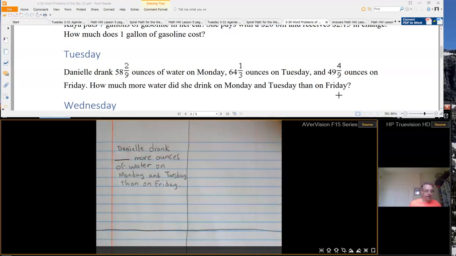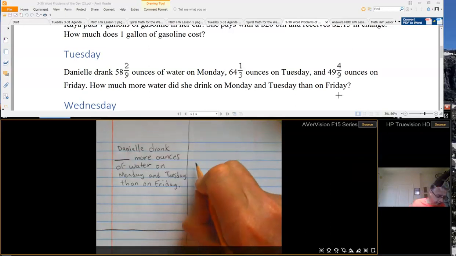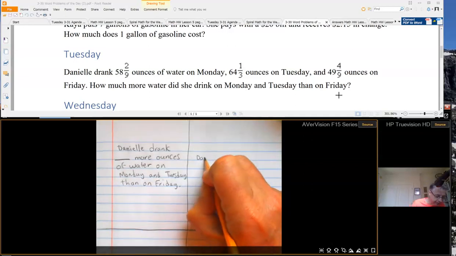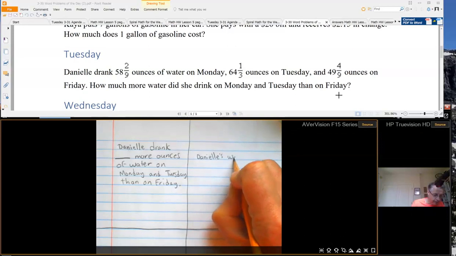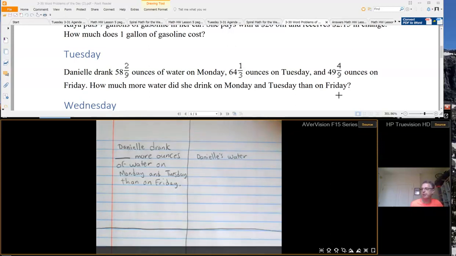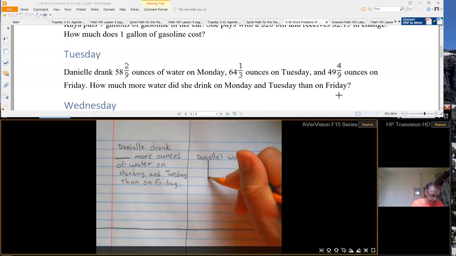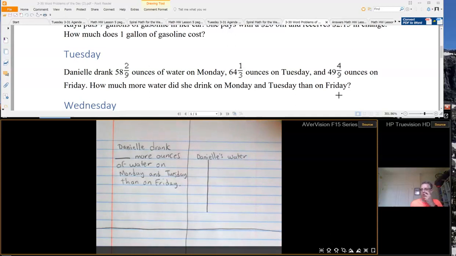We know that it's about Danielle. So we'll call this one Danielle's water. You can also call it water ounces. I'm going to make 3 unit bars here to show the ounces for each one of the days she drank water. So I'm going to make a starting line. I think what I'll do is read through it and then make the unit bars based on that. So let's go ahead and start.